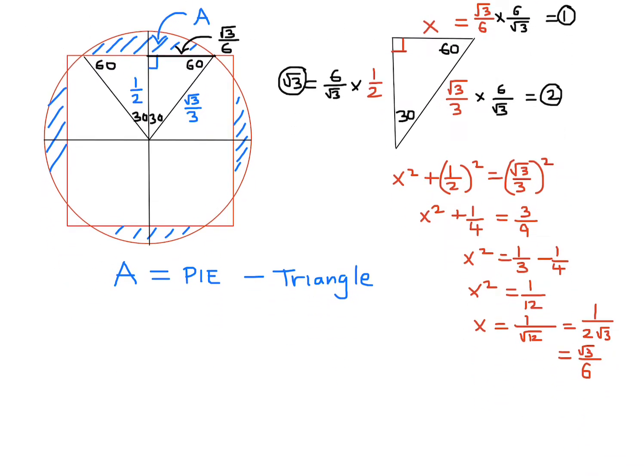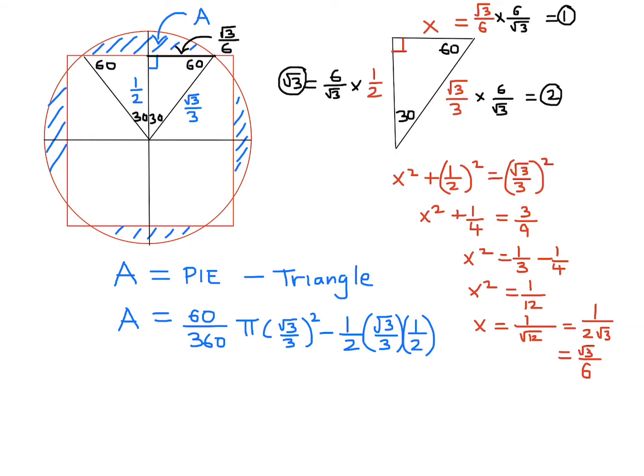So let's figure that out. The pi segment, this is 60 degrees, so it's 60 over 360 of pi r squared, and r is root 3 over 3. And then the area of the triangle is 1/2 base times height. The base is from there to there, which is going to be root 3 over 3. So essentially that means this is an equilateral triangle. Very interesting. And then the height is right there. That's 1/2. And that's it. This is going to help us figure out A.